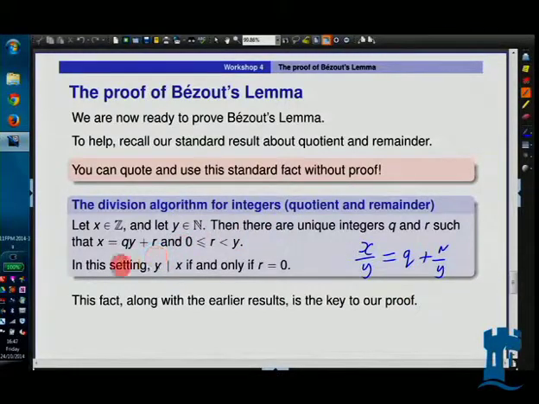And in this setting, y divides x if r is 0, because this r over y is going to mess you up otherwise. When you do x divided by y, you get this integer bit plus this remainder over y. Remainder divided by y is only an integer if r is 0, and only if. So that's the setting we're in.